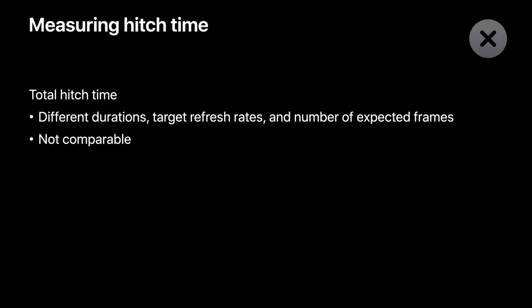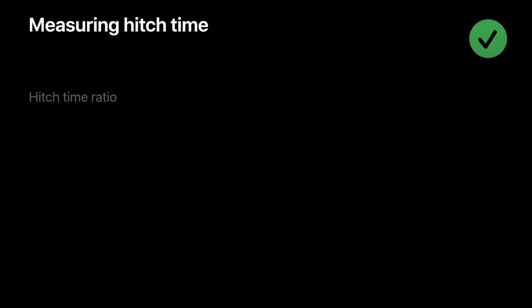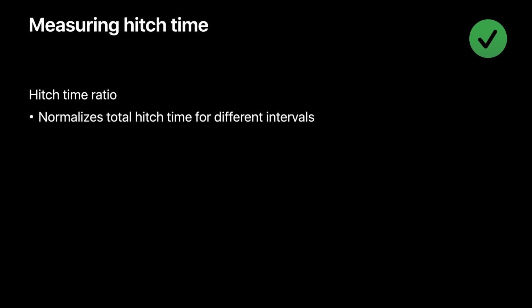What's worse is that iOS devices do not always update the screen. If there are no commits sent to the render server, no new frame is submitted. That makes it even harder to compare hitch time across tests and devices. So instead, we use a metric called hitch time ratio. Hitch time ratio is the total hitch time in an interval divided by its duration. Because it's normalized to total time, we can compare it across experiences. It's measured in hitch milliseconds per second, so it represents the amount of milliseconds the device was hitching every second.